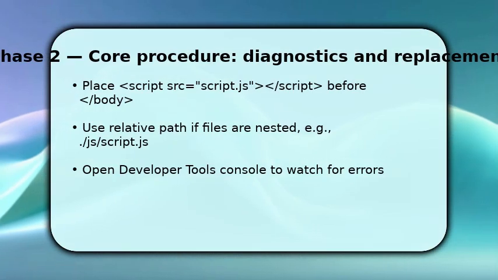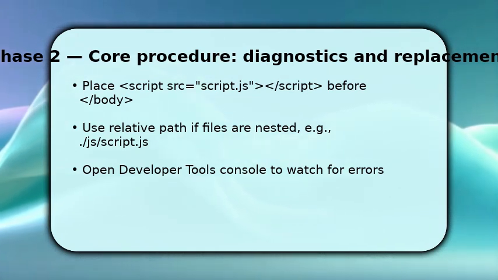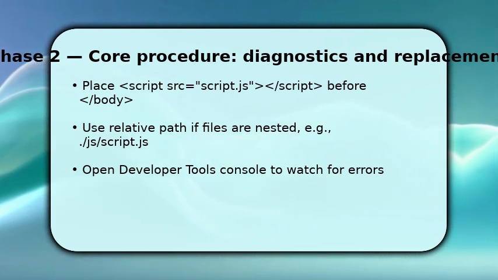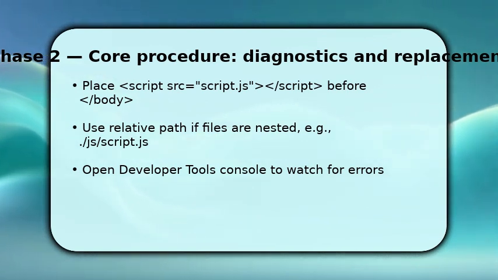Now you add the script tag to index.html. Place script src equals script.js just before the closing body tag for best loading behavior. If your JavaScript resides in a subfolder, use a relative path like /JS/script.js. This is why file placement matters.